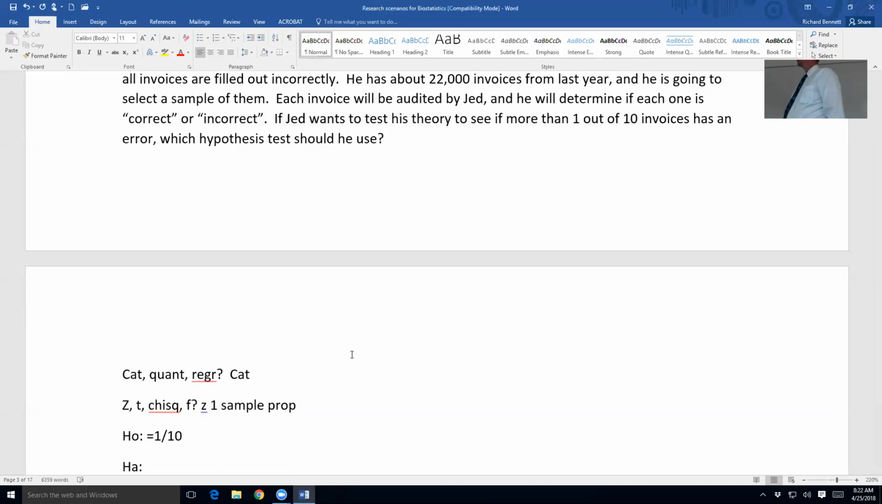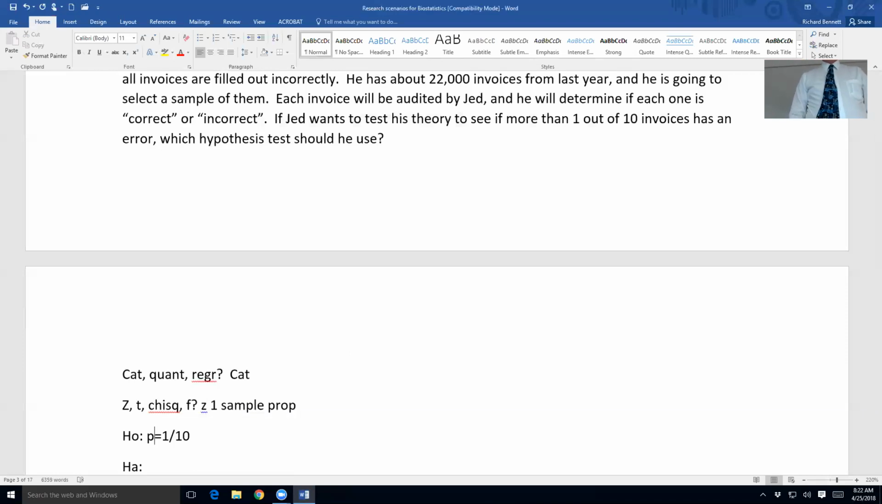P or P hat? No. P. You should never use P hat. Why should you never use P hat? You're making an assumption of the population. Yeah, P is the population, P hat's the sample. It's always about the population. Okay?